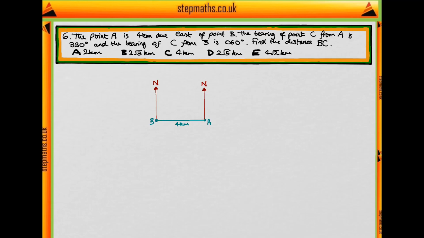So now we're going to draw on the bearings for C, so 330 degrees, and remember we measure bearings clockwise from north, so we're going to start at north and go round clockwise 330 degrees, something like this. Similarly with B, we have 60 degrees, so something like this. So you can imagine lines coming up here, and C is where they join in the middle. So C is somewhere up here, and we get a triangle that looks something like this.